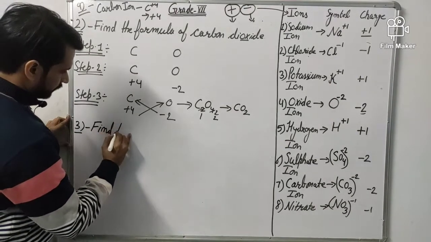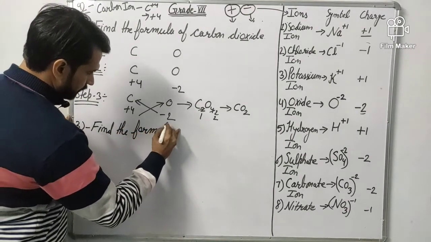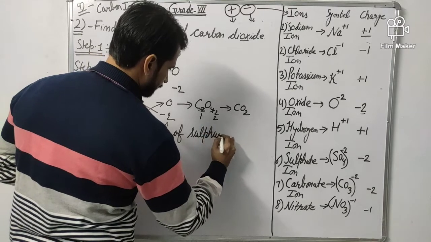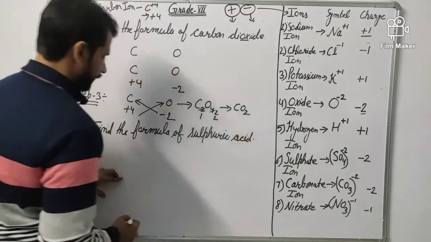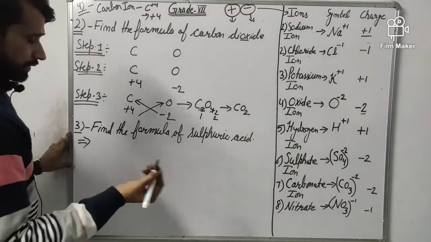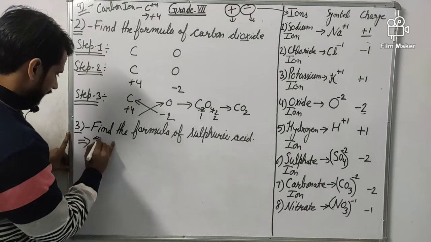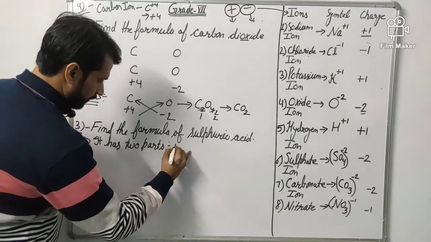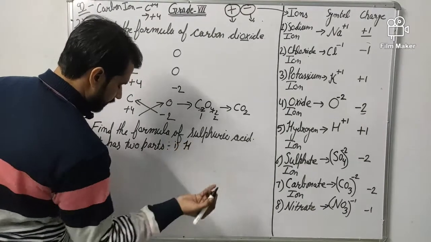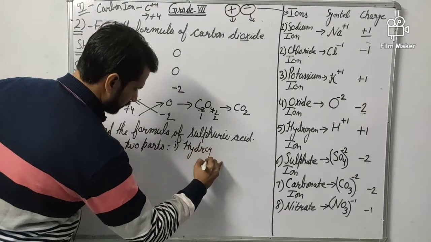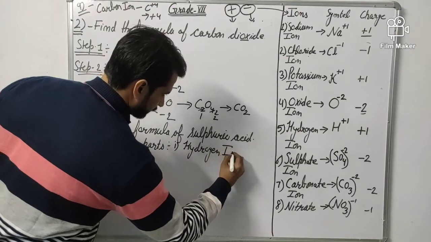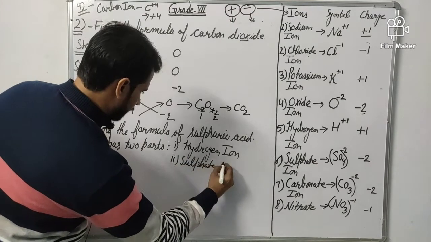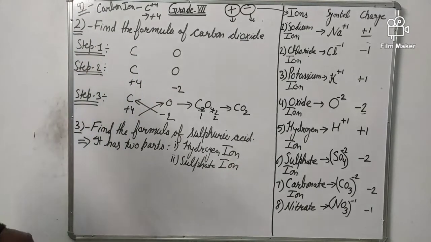Find the formula of sulfuric acid. Okay, so what is sulfuric acid? It has two parts. Part number 1, you can simply say, is hydrogen in its ionic form, hydrogen ion, and part number 2 is sulfate ion. Now it is easy for you to write the formula of sulfuric acid.